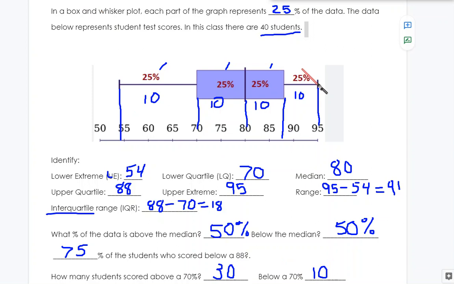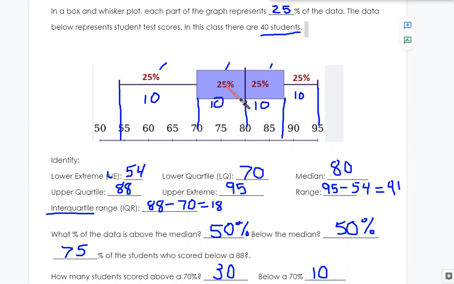All right, so that is a box and whisker plot. If you have to make your own, you have to put all your data numbers in order from least to greatest. Then you have to find your median, your middle number. And then you find the middle number of your lower half, that's called the lower quartile. And then you find the median of your upper half, which is your bigger numbers, and that's called the upper quartile. And then from there, you can make your box and whisker plot.